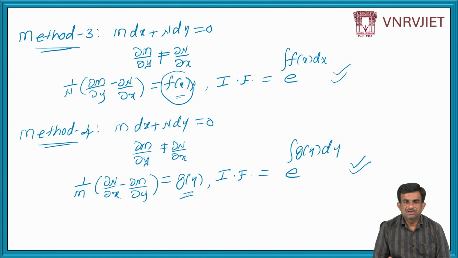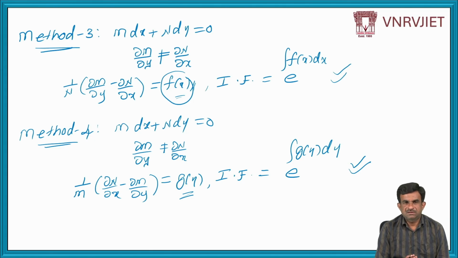You may ask how we can know whether (1/N)(∂M/∂y minus ∂N/∂x) is a function of x, or (1/M)(...) is a function of y. How do we decide? Without calculating this, we actually cannot decide that. So whenever the given differential equation is non-exact, to apply method 3 and method 4, these are the general methods.